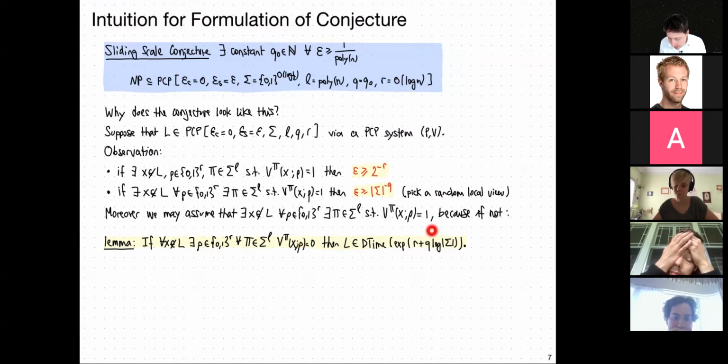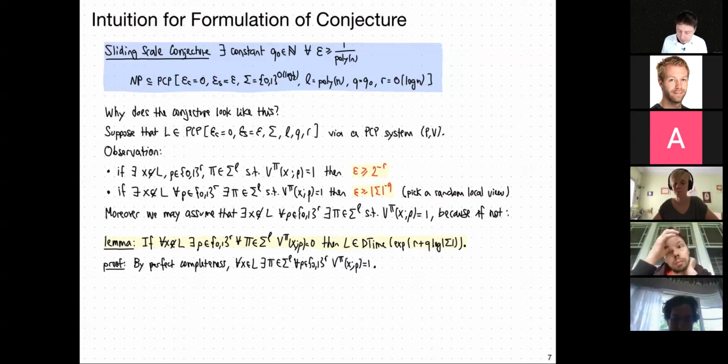And now we have these parameters participating in a very interesting way, right? Because if they're too small, in particular, if the alphabet is too small and the query complexity is too small, then the language cannot be too hard. So we can use perfect completeness and just prove this lemma. It's a pretty simple lemma. With perfect completeness, we know that there's always a way to make the verifier accept for any randomness when x is in L.